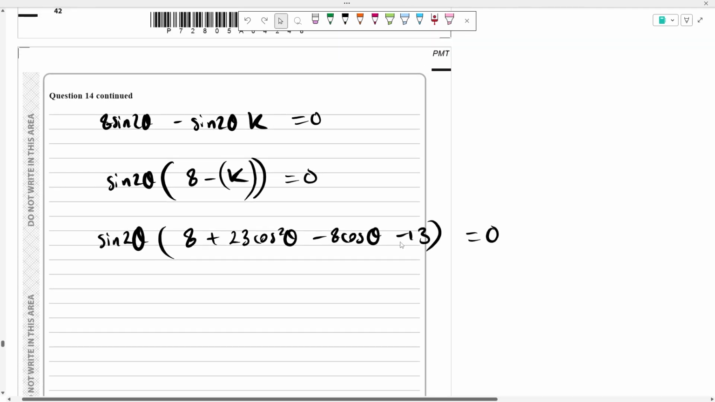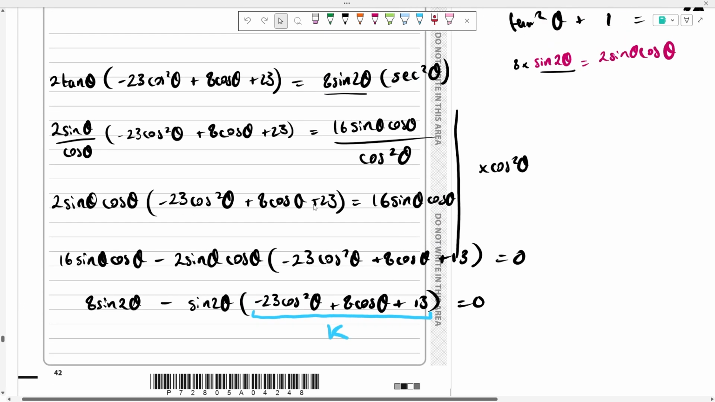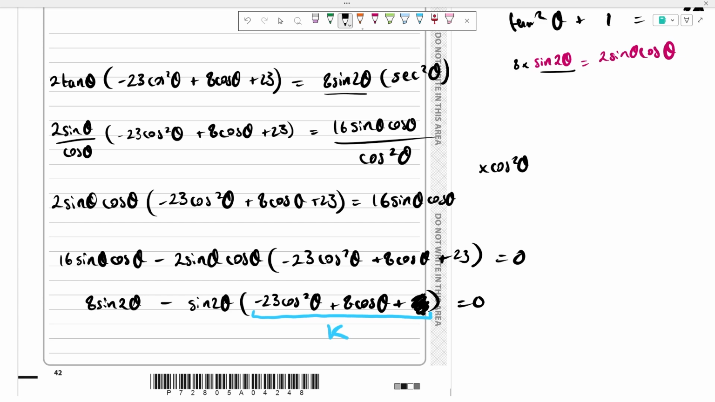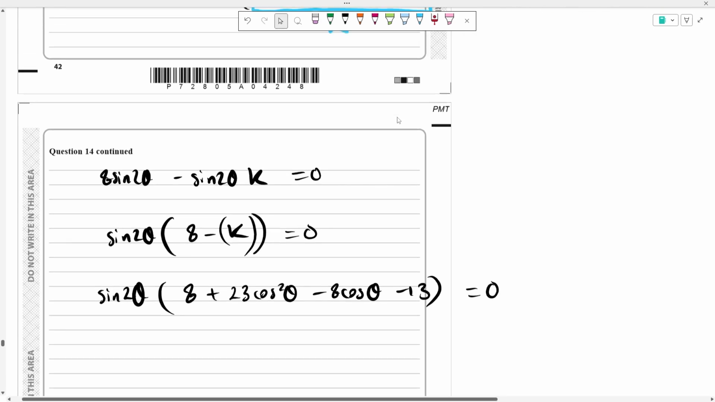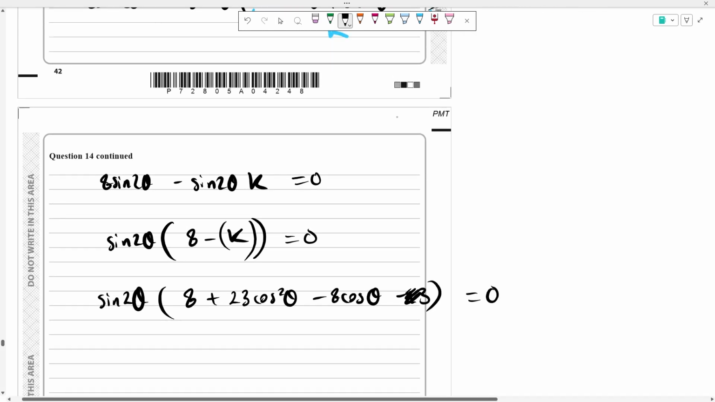Let me just double check. Whoa, I've copied some stuff wrong. This should be 23 here. Oops, that should be 23. I've miscopied my numbers, so be careful about that. So this should be 23 as well. This means that this part's 23. And that's why accuracy is very, very important.